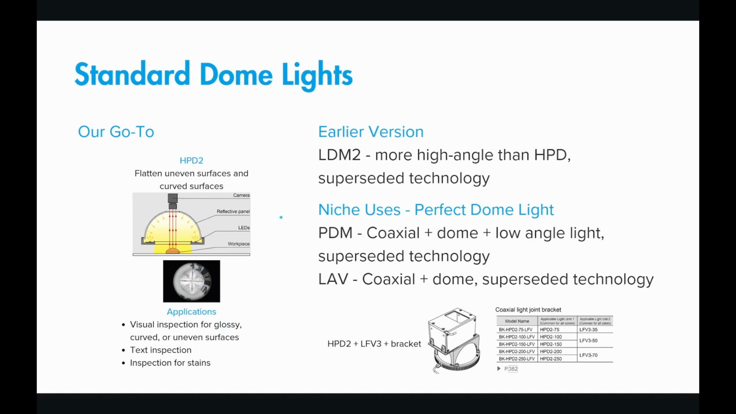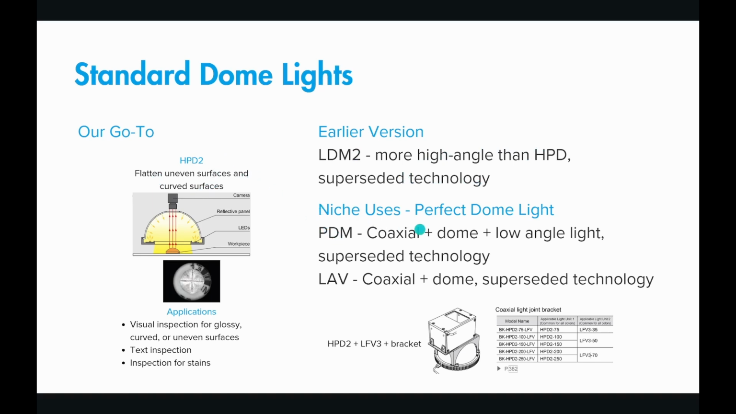The best part of dome lights is they work really well on curved or rounded surfaces, but they remove texture really well. So if you're trying to hide a lot of texture or bumps in your sample, and you just want to, for example, read text, a dome light's going to be a good go-to for that. Earlier versions of this, the LDM2 that's in the catalog, is just kind of older technology. We go with the HPD2 now.